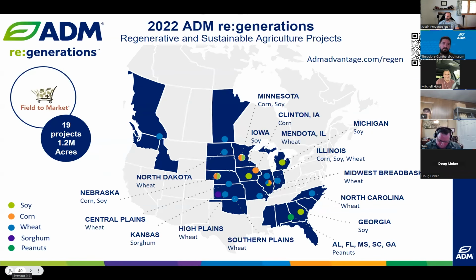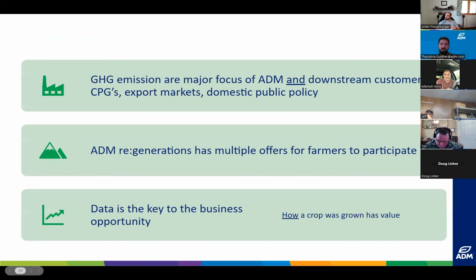So the big picture here is, I'll go back one more. We've got internal goals. We've got downstream customers that are asking for this. We've got export markets that are looking for better quantification of the emissions associated with the products that they're importing. We've also got potential for domestic public policy to help shape these incentives. And they're all kind of happening at the same time.